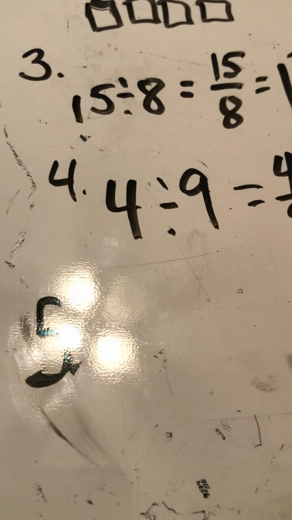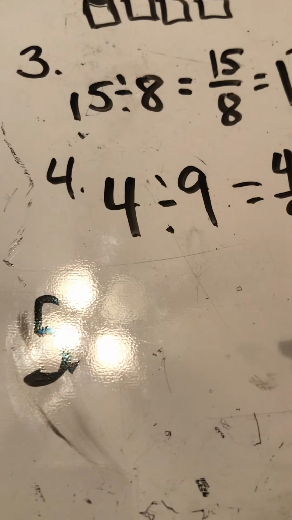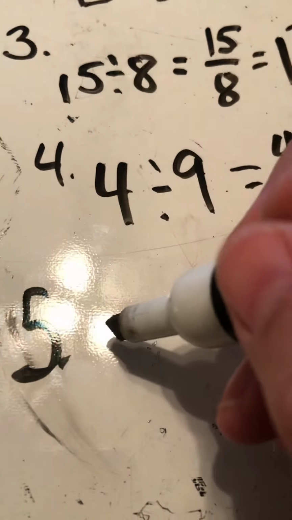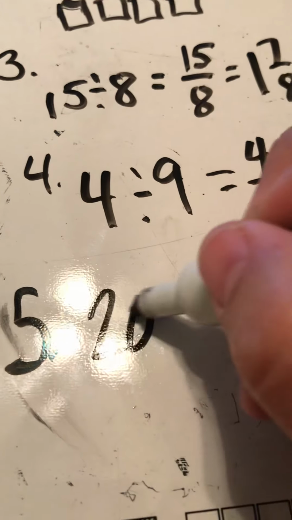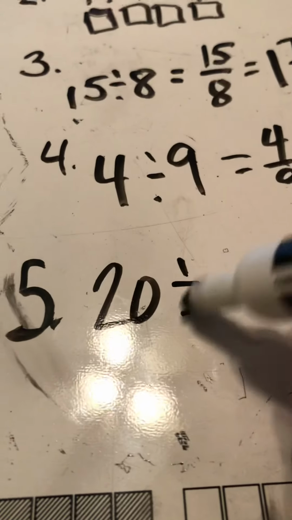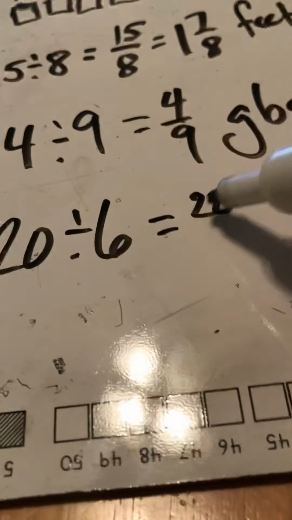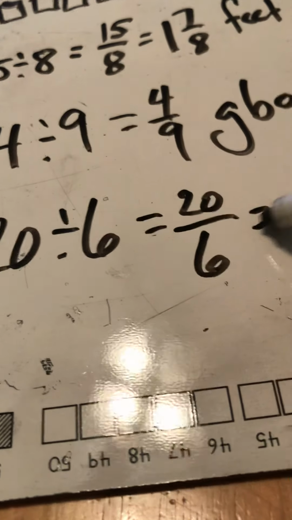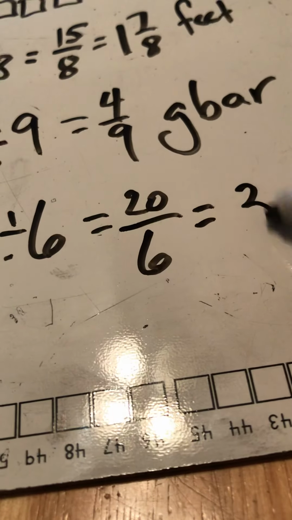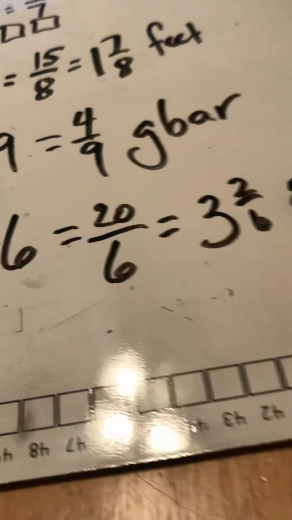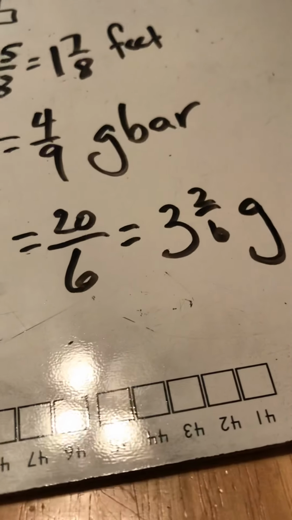I need a staff. 20 gallons of water was shared equally among 6 families. 20 gallons shared equally among 6 families. More gallons than families. So you guessed it, it's going to be a mixed number. It's going to be more than 1. And in this case, we get 3 and 2/6 of a gallon for each family.